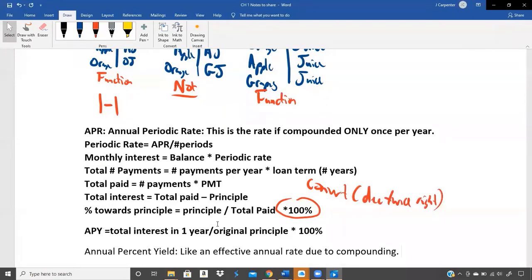How do you know? Practice. Look at the answers. Ask if they make sense. So again, APY is an effective annual rate due to compounding. So let's say you borrow some money at a 12% APR, but you're compounding monthly, you're paying monthly, which means that interest accrues every month.